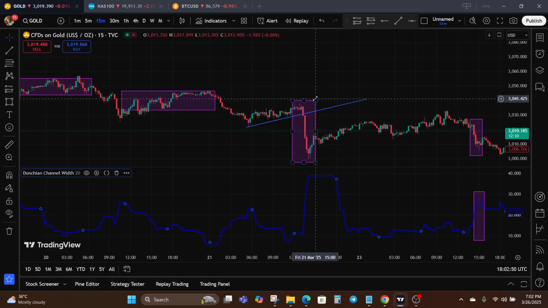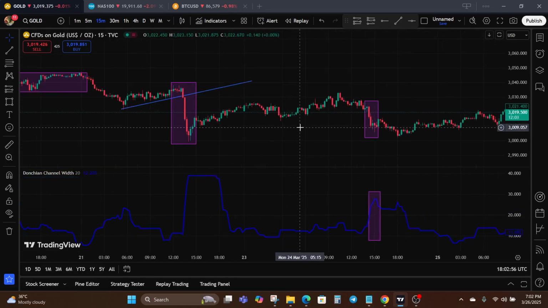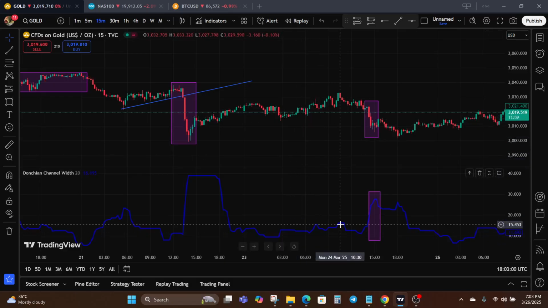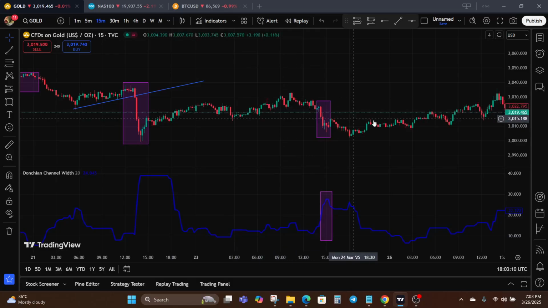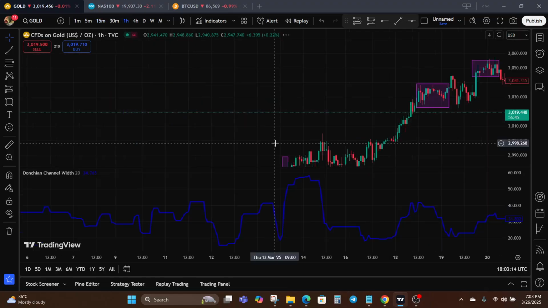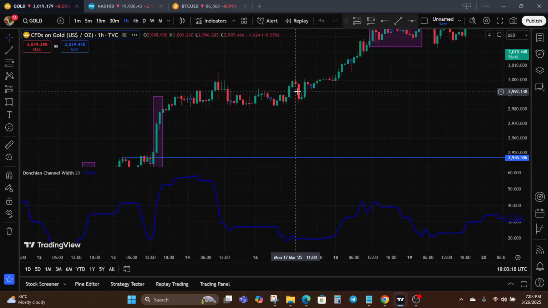All right, let's just look at an example really quick. Supposing the Donchian Channel Width has been moving sideways or falling. Maybe it fell and started moving sideways for several days, like the example we can see around here. This is the 15-minute chart. Let's just go to the 1-minute chart. I want to explain something real quick. So let's say it was moving for a couple of days.